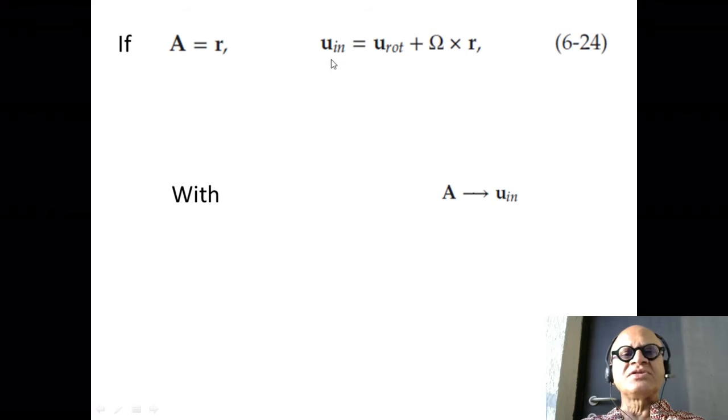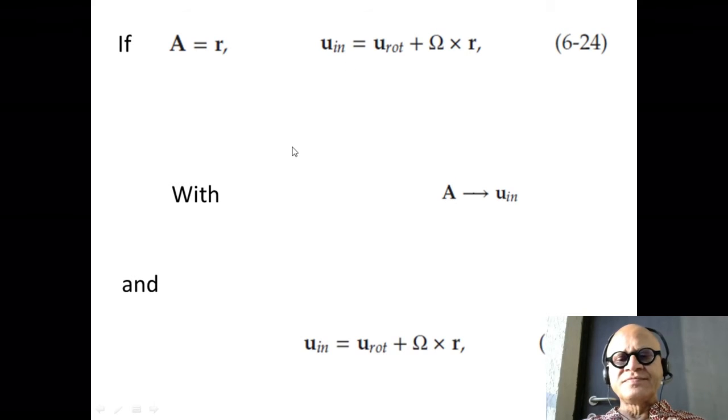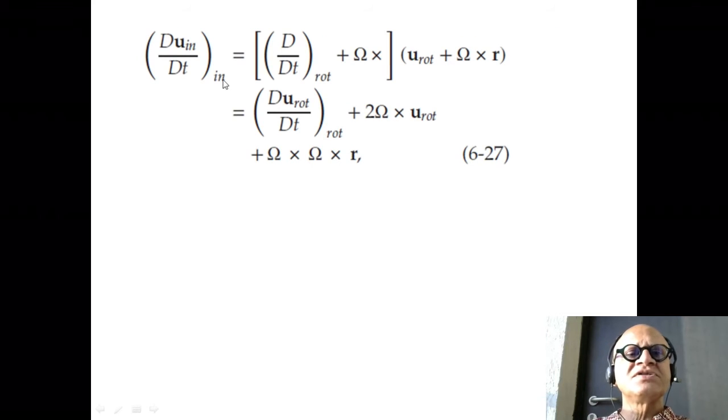Now let's take A to be u inertial itself. Okay, that is going to be u rotational plus omega cross r. So A is u rotational plus omega cross r. So we can take d dt of u just like we did d dt of A. That's going to give us du inertial dt in the inertial framework equal to d dt in the rotational framework plus the rotational effect omega cross u inertial, which is u rotational plus omega cross r. Haven't done any magic, it's very simple.